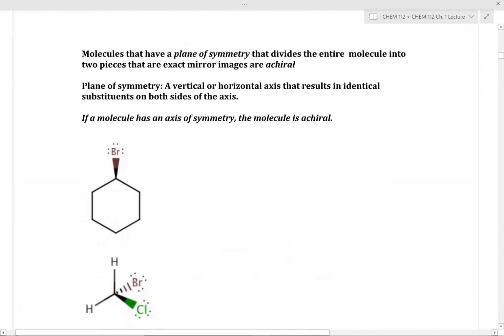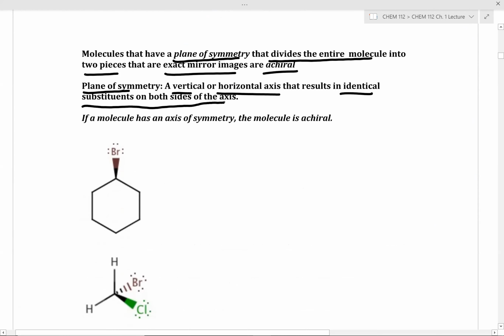But before we do that, let's discuss this idea of the plane of symmetry. Molecules that have a plane of symmetry have a vertical or horizontal plane that divides the entire molecule into two pieces that are exact mirror images. And molecules that contain a plane of symmetry are achiral. So a plane of symmetry, once again, is a vertical or horizontal axis that results in identical substituents on both sides of the axis. So if you observe an axis of symmetry, then the molecule is achiral.